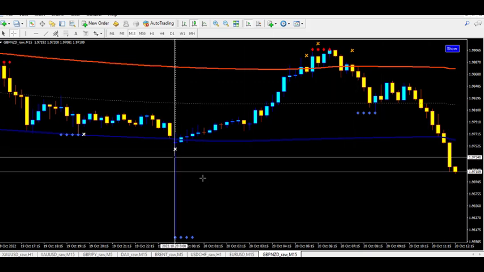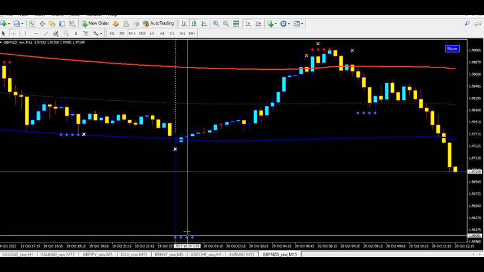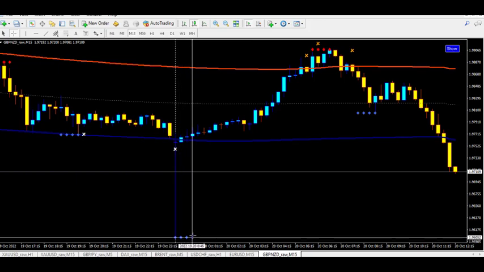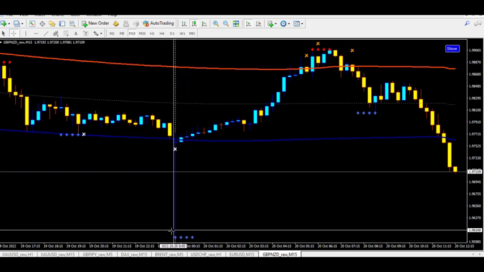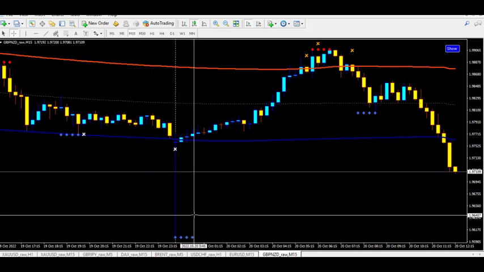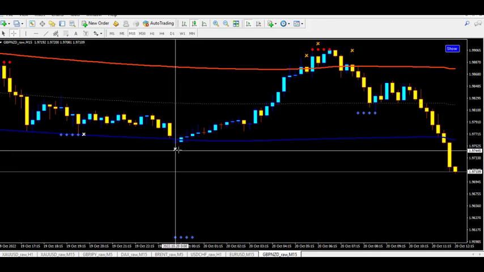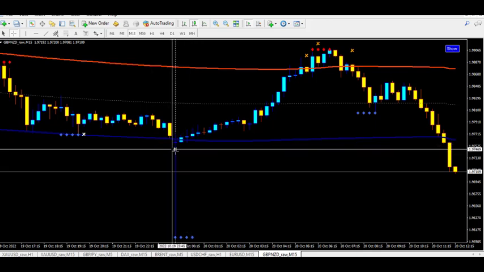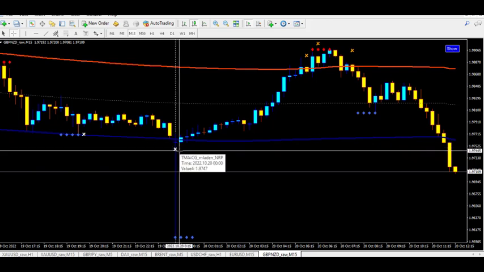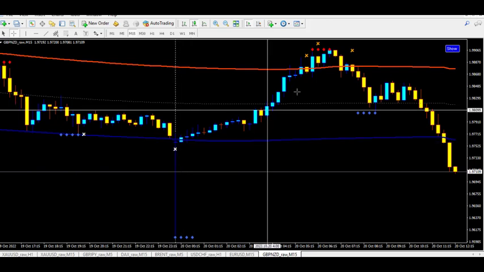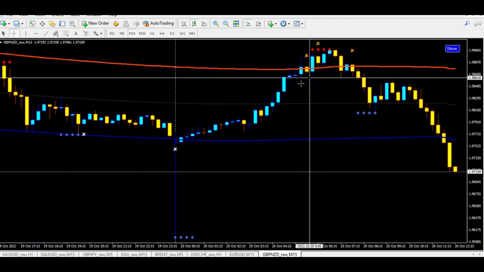And here is another one for a buy. Here is the fractal indicator that gave us a good signal at this particular point, and here we have the TMA signal star also present. So this is the best point to place a trade for a buy.